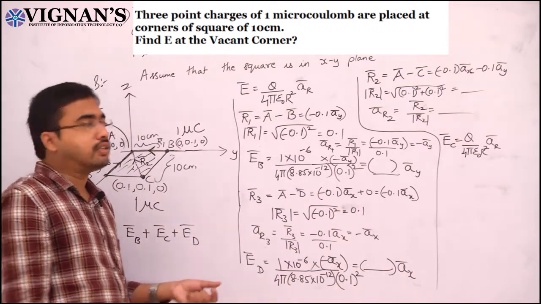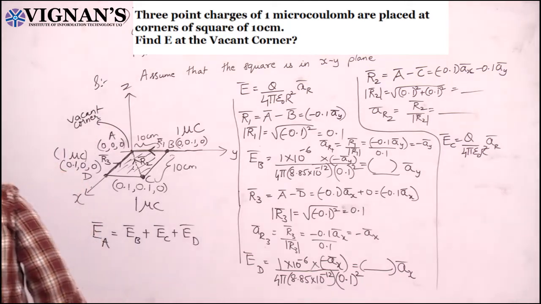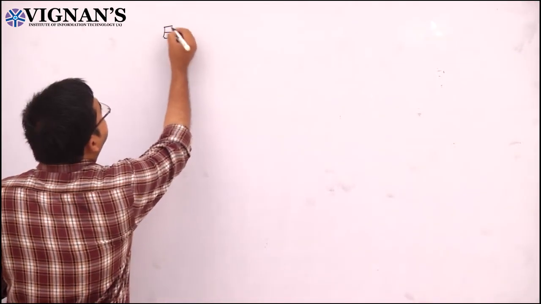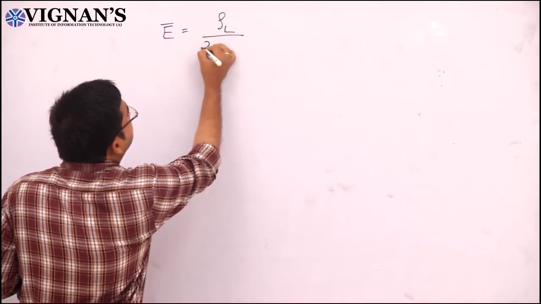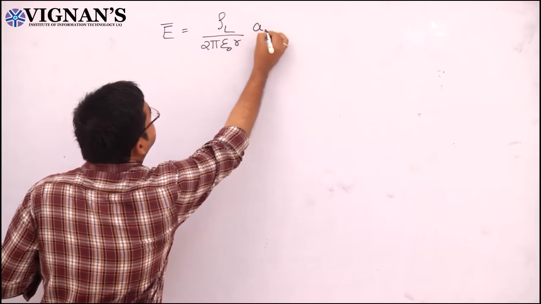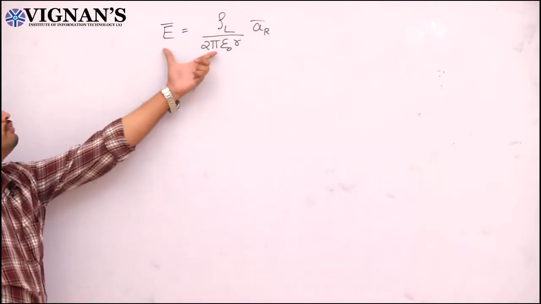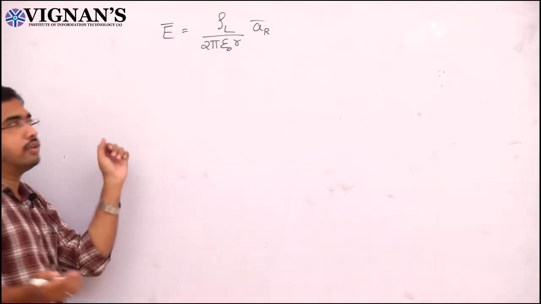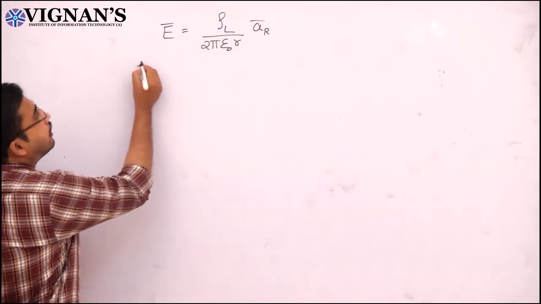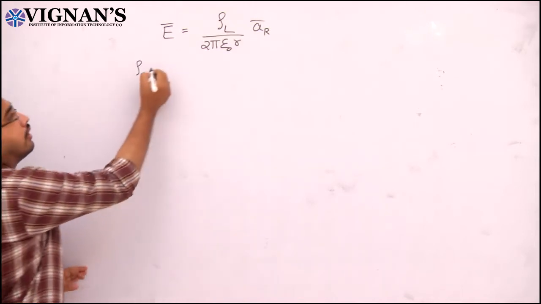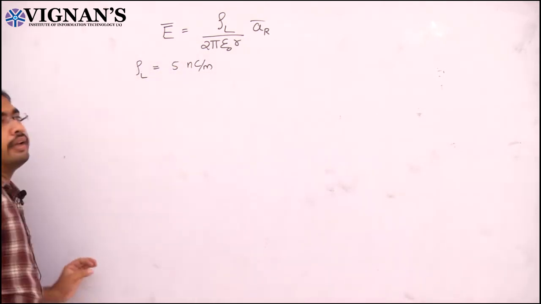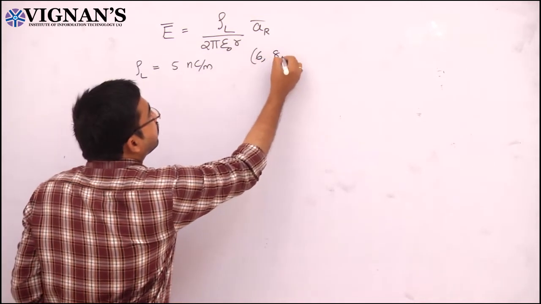Next, we will do just small formula based sums. Okay, I hope all of you are clear with this. We know that the electric field intensity due to an infinite line charge is given by rho L by 2 pi epsilon naught R into AR bar. For this model, they will give small sums only based on this formula. For example, find the electric field intensity due to a line charge of density rho L equal to 5 nanocoulombs per meter at a point (6, 8, 3).